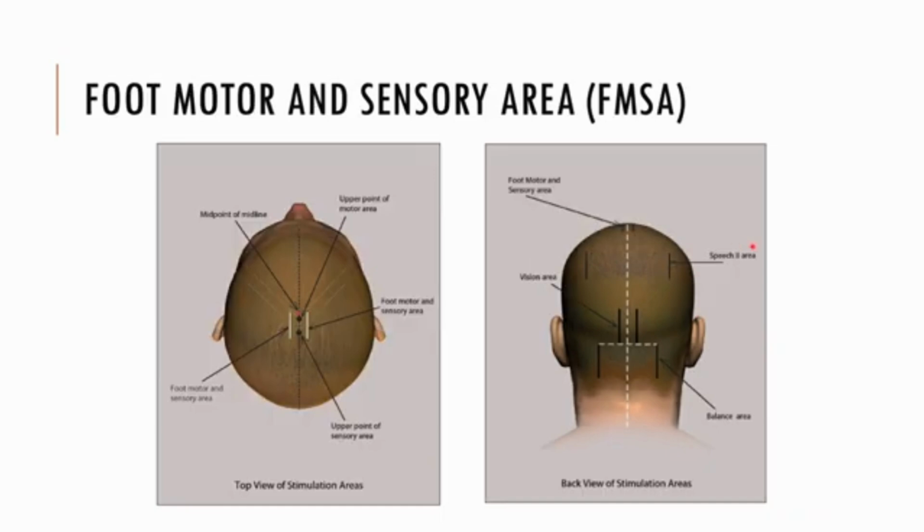The foot, motor, and sensory area is the most commonly used one in Chinese scalp acupuncture. It has broad-ranging effects on both motor and sensory functions. The FMSA is located parallel to the anterior-posterior line and running 4 centimeters posteriorly. The foot, motor, and sensory area gets its name from including both the motor area and the sensory area in the region of the foot on the homunculus.